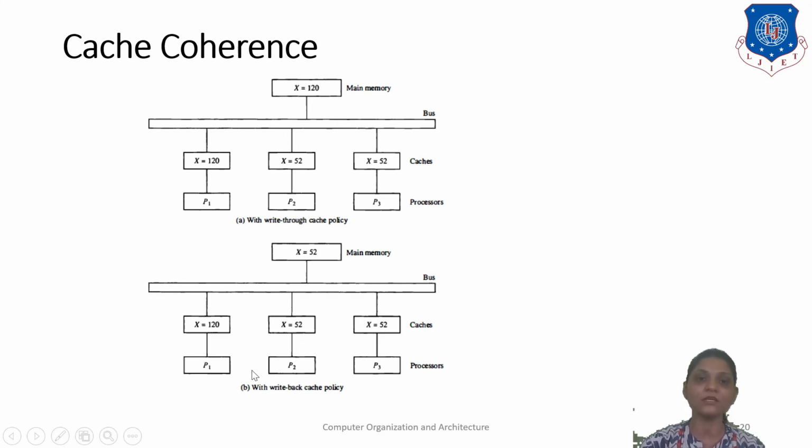The second method is the write back method. In that, if we update the value in the private processor, it is not updated into main memory at the same time. It will be updated at a later time, whenever that whole block is stored in main memory. Up to that point, the value in the main memory will remain x equals 52. So this is the problem. If it is required to access 120 or 52, which one will you access?